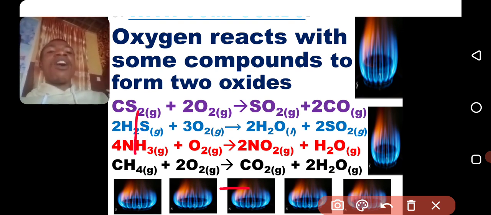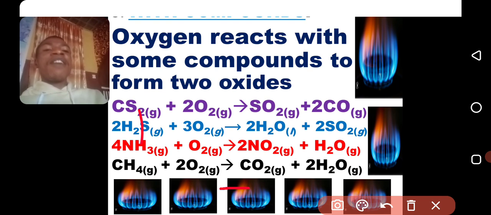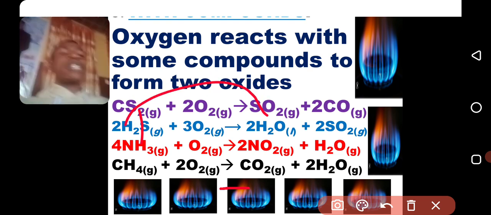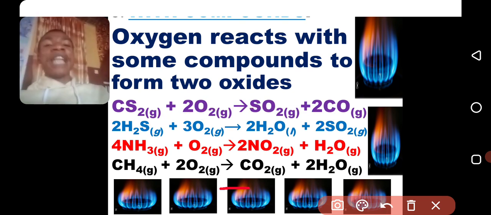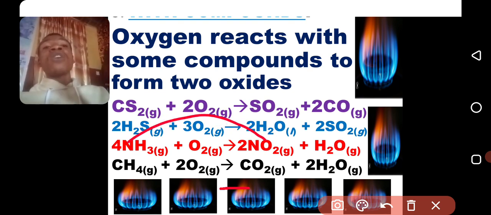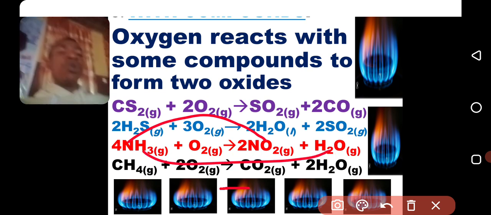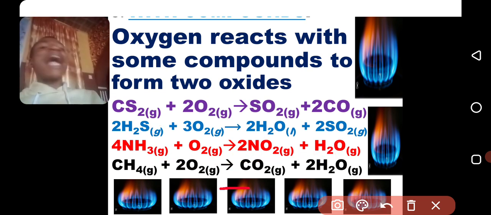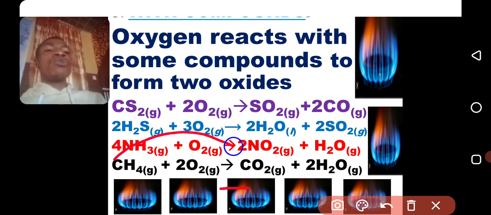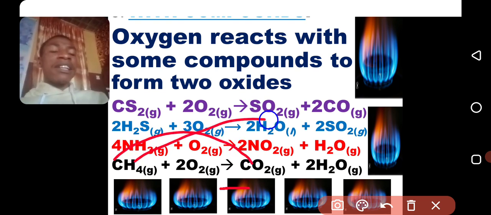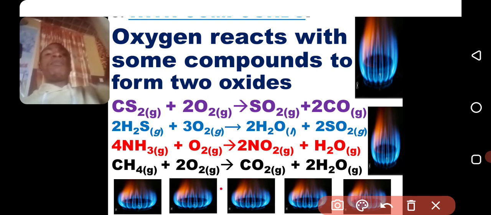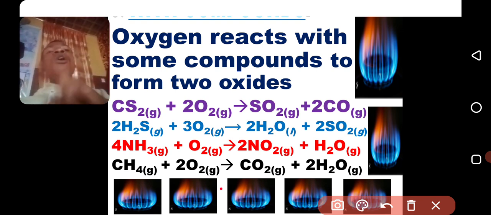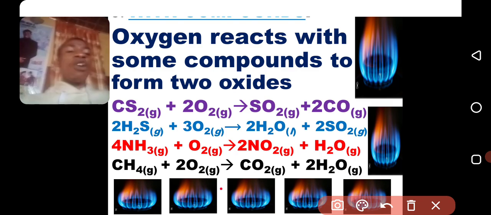With H2S, oxygen will split the H2S, form oxide of hydrogen, that's water, and also form oxide of sulfur, SO2. The same thing is going to happen to ammonia under a catalyst. It gives you NO2, that's oxide of nitrogen, and also H2O, that's oxide of hydrogen. With hydrocarbons generally, it gives you CO2, that's oxide of carbon, and water, that's oxide of hydrogen. So this is how oxygen reacts with compounds. It splits the binary compound and forms oxides of the two elements inside the compound.